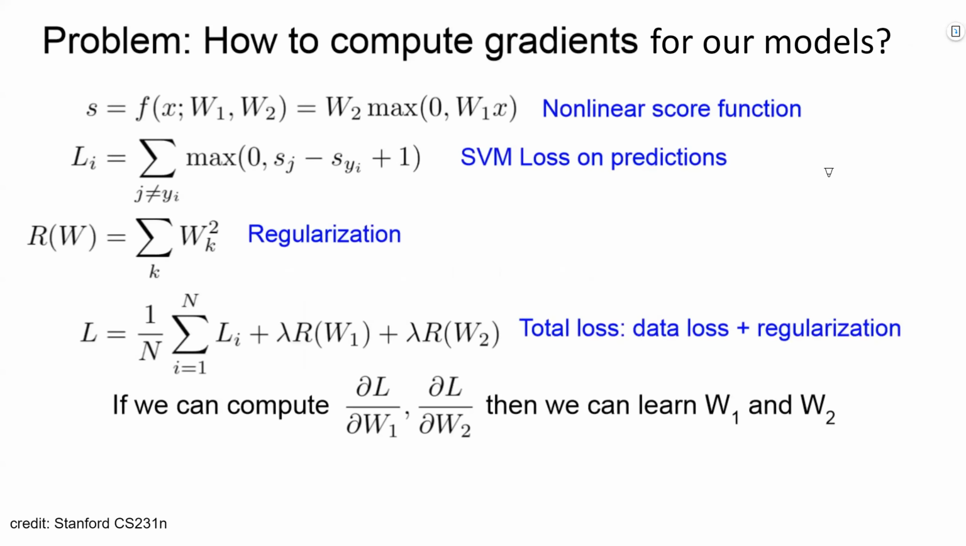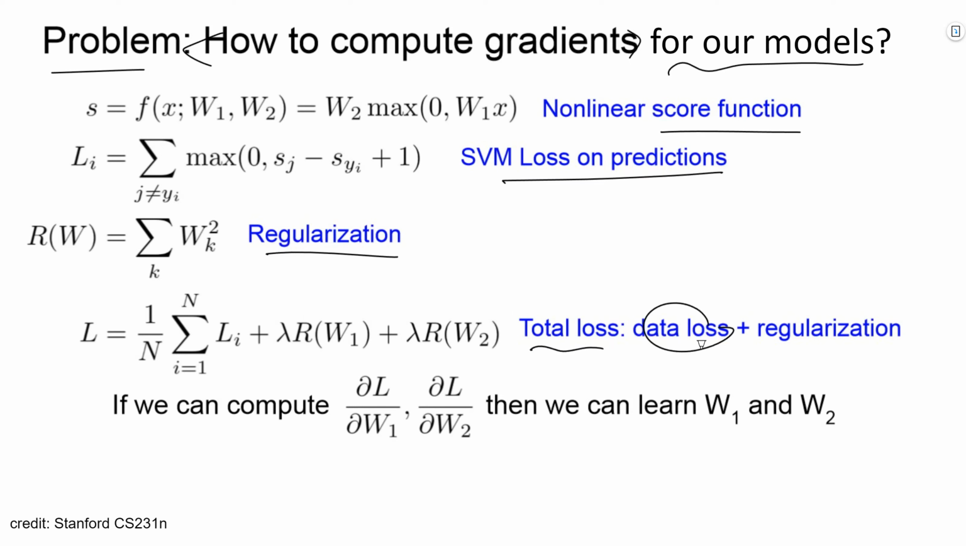All right, now let's talk about computation graphs. The problem we want to solve at this moment is how we can compute gradients for our models. We have seen score functions and loss functions and regularization loss. And the total loss was data loss plus regularization loss.